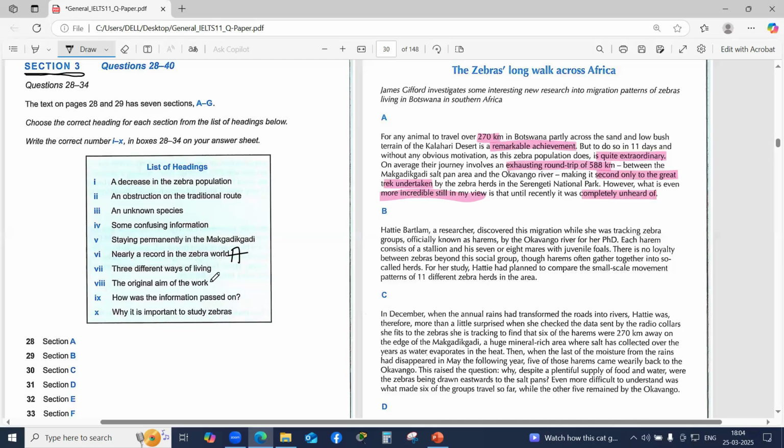Three different ways of living, no. Original aim of no work, no. The information and importance, no. So option number 6 is taken by A paragraph. Now let's do the same pattern for B paragraph.